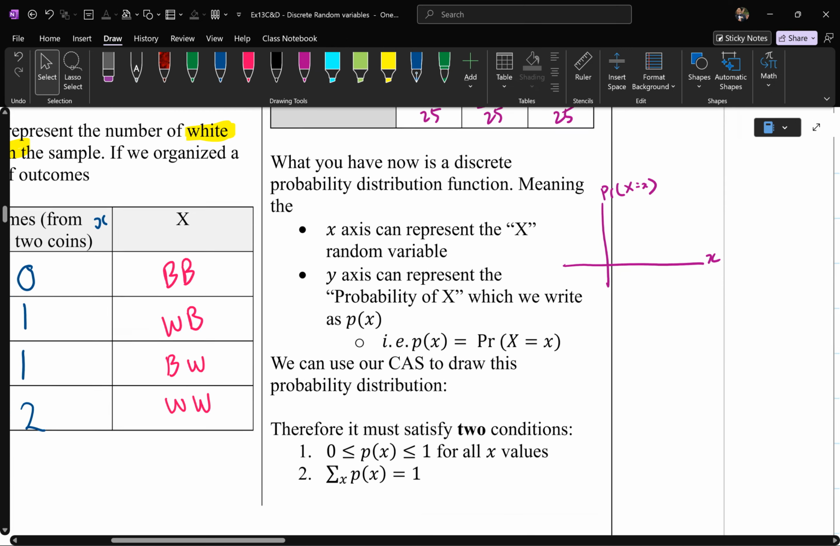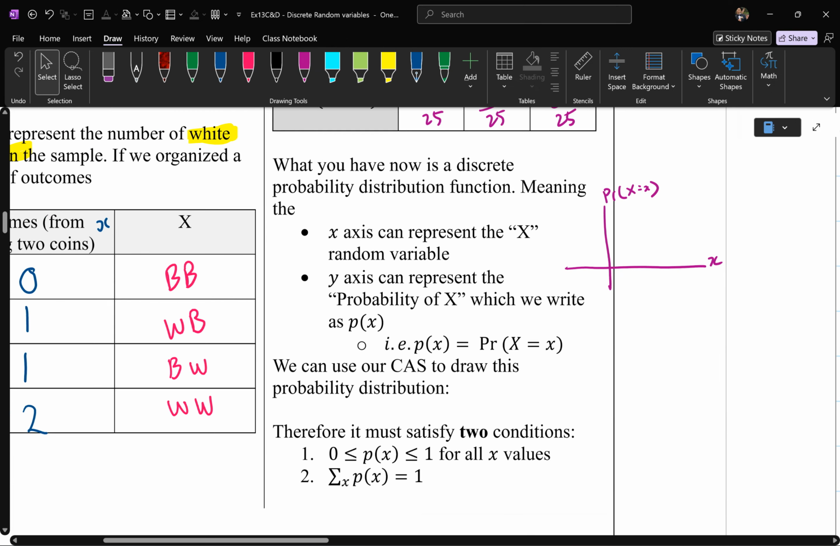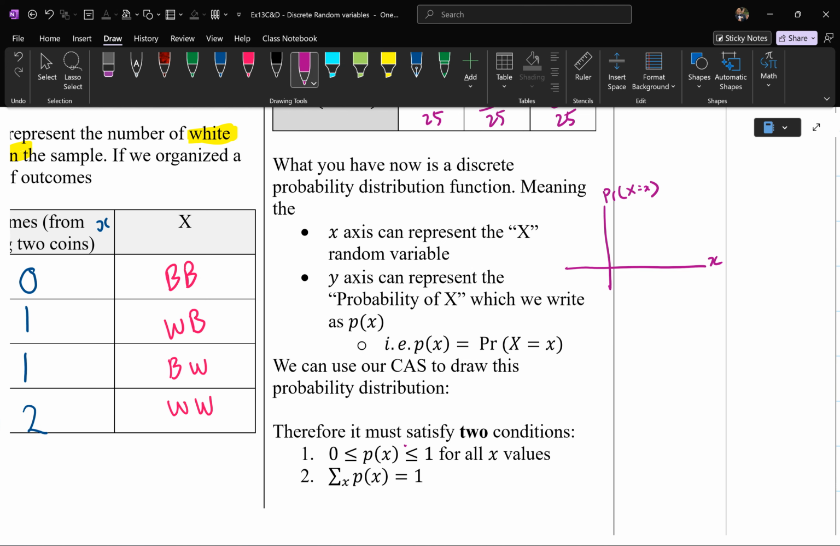We can use our CAS to draw this probability distribution. Remember, if it's a probability distribution, the graph has to satisfy two things. One, probability can only be between 0 and 1. So that means your y-axis has to be between 0 and 1. Okay? And the sum of all probabilities must add up to 1. So it has to satisfy those two.